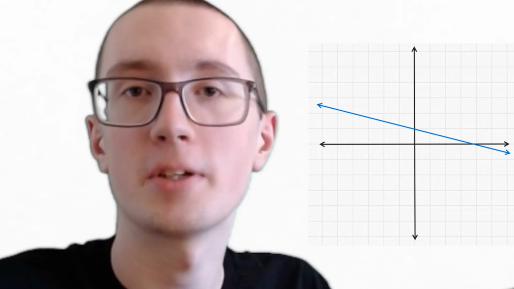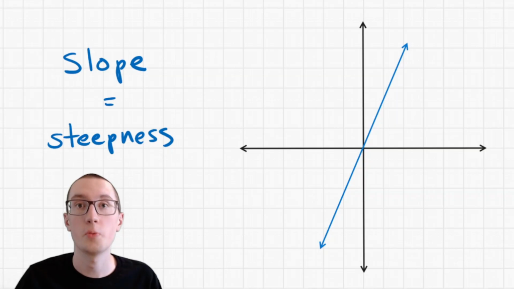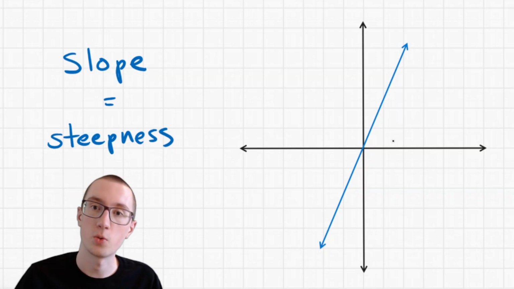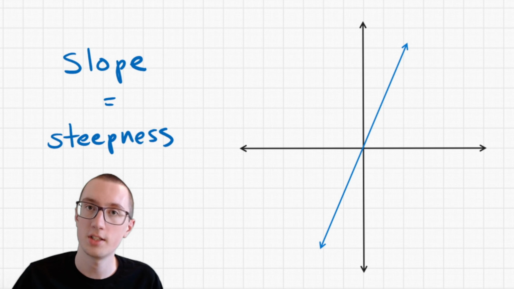How am I supposed to find the slope of the graph? There's no numbers here. What am I supposed to do? Well, let me show you. Slope is just the steepness of a graph. So in this case, this graph is really steep, right?